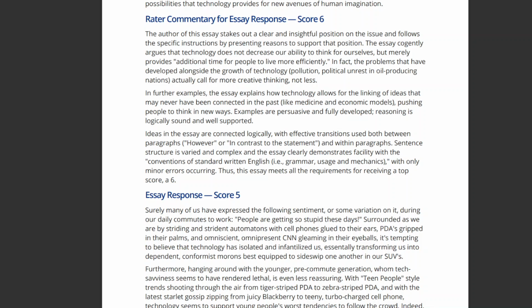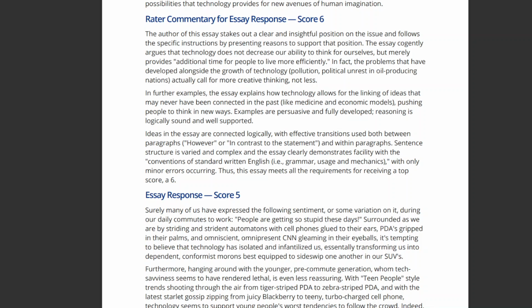In fact, the problems that have developed alongside the growth of technology, pollution, political unrest in oil-producing nations, actually call for more creative thinking, not less. In further examples, the essay explains how technology allows for the linking of ideas that may never have been connected in the past, like medicine and economic models, pushing people to think in new ways. Examples are persuasive and fully developed, reasoning is logically sound and well supported.